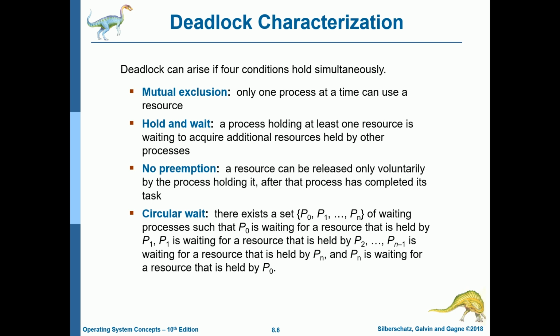Now let's further suppose that P sub 0 is waiting for the resource held by P sub 1. P1 is waiting for the resource that is held by P2, then P3, 4, all the way to P(n-1). Finally, P(n) is waiting on the resource that was initially held by P0. Now we emphasize that all four conditions must hold for a deadlock to occur.